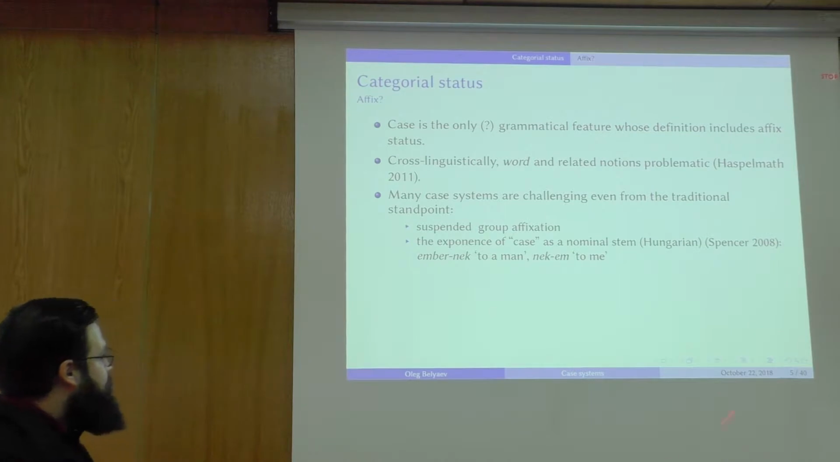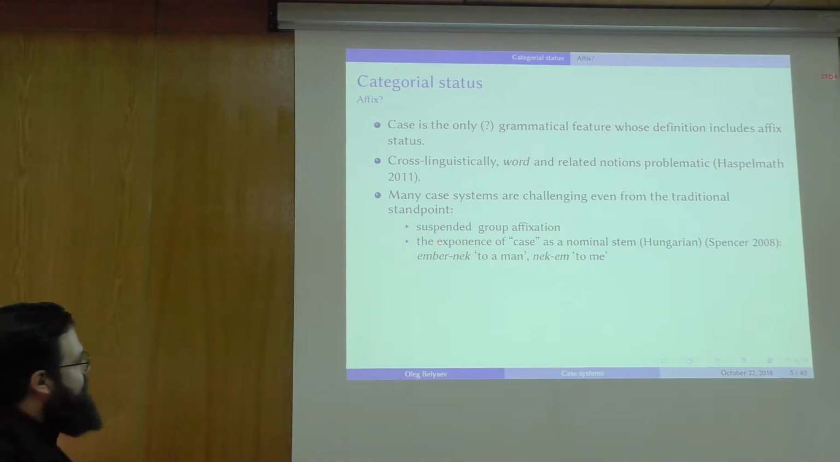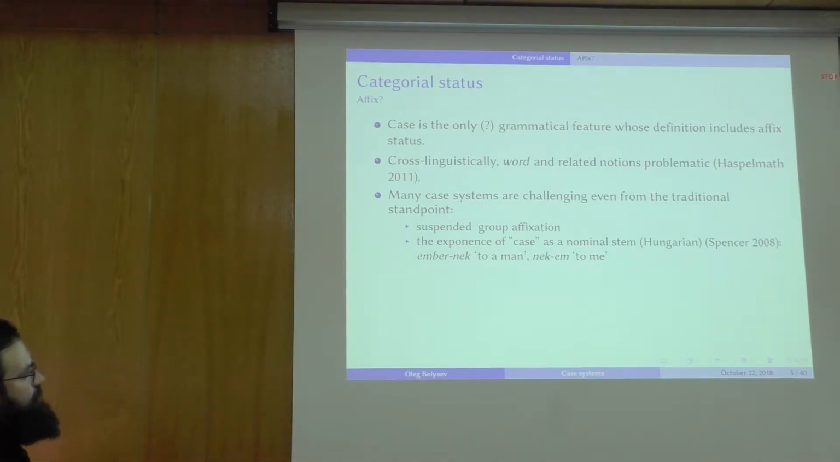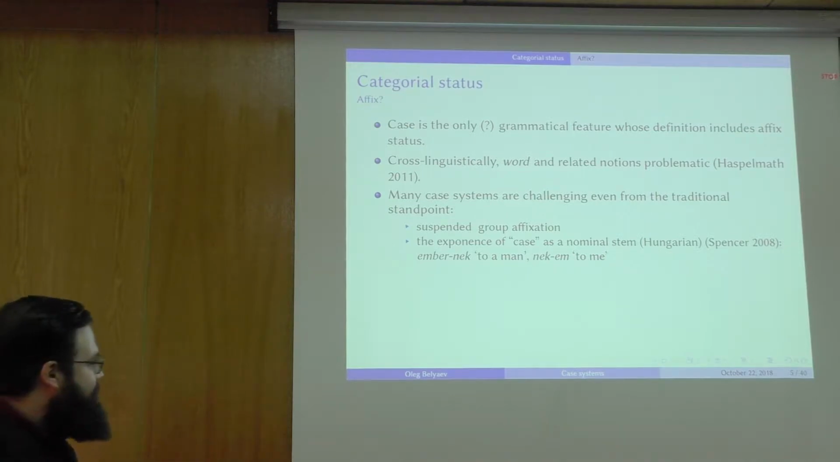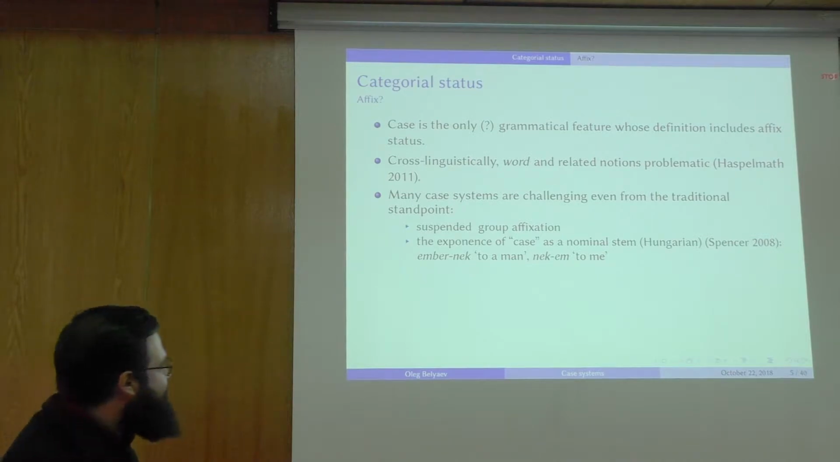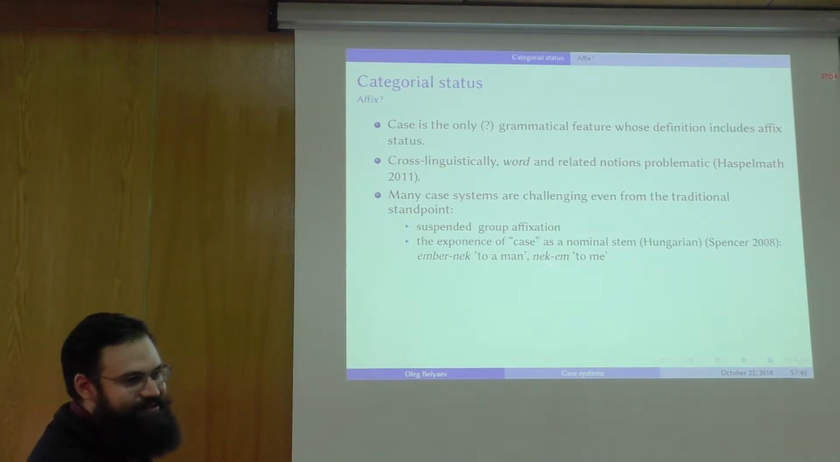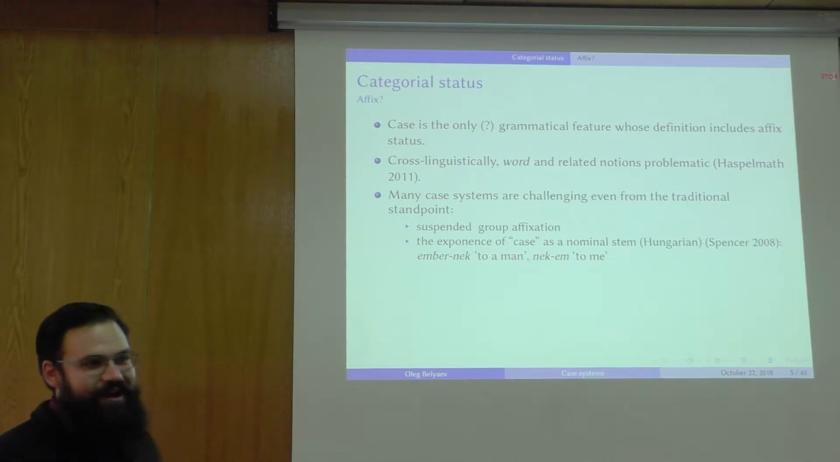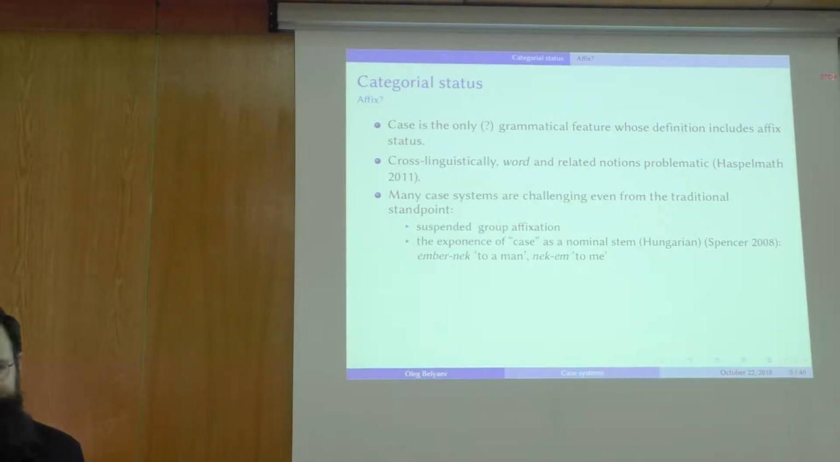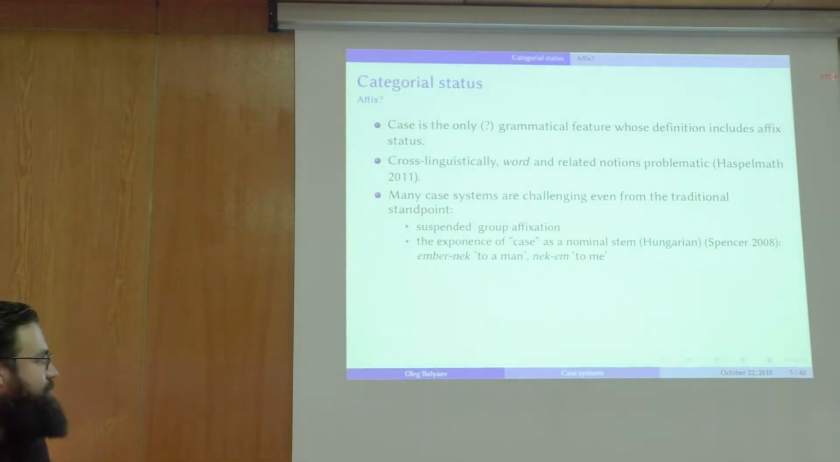Then in some languages we have effects like the exponents of case. In some contexts it appears as an affix, like in Hungarian, and in other contexts it suddenly becomes more like a nominal stem to which you attach a possessive suffix, like in Spencer's famous paper where he shows that the Hungarian case system doesn't look a lot like a case system, because with nouns it is really a suffix, but with pronouns it's more like a stem, the same as the one to which you attach the person-number features, which are expressed by an affix, the same as what happens with adpositions. So with pronouns it suddenly behaves like an adposition.